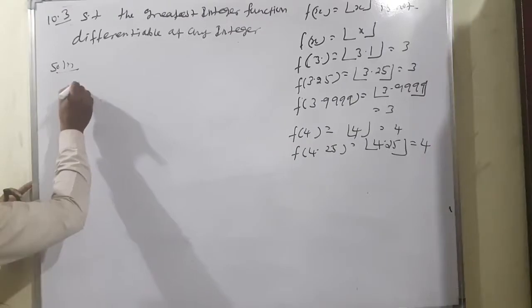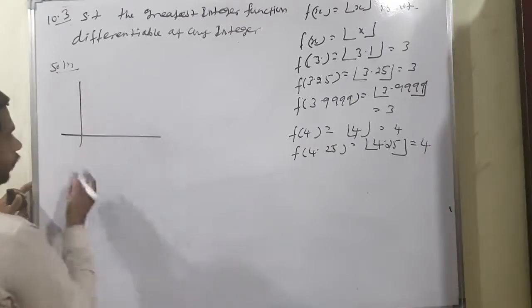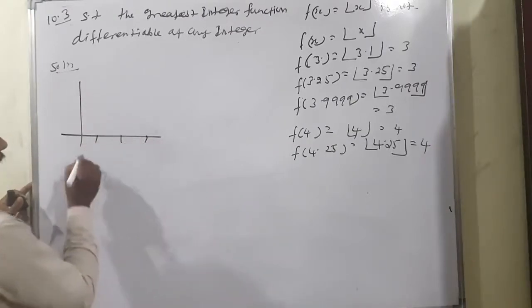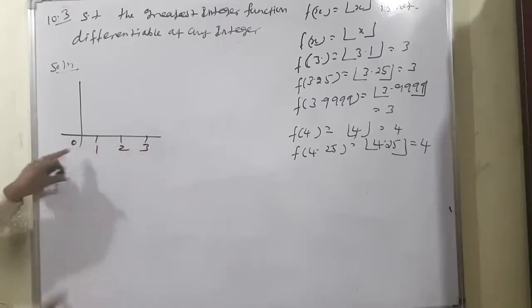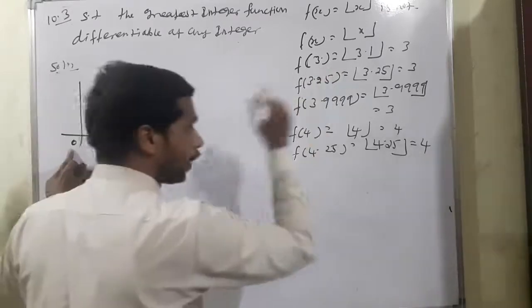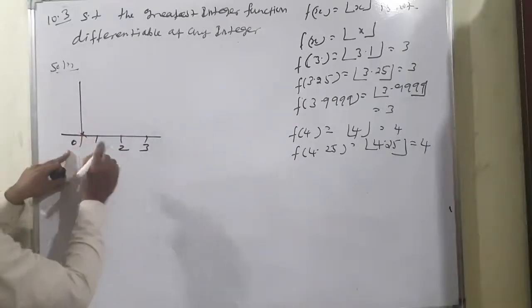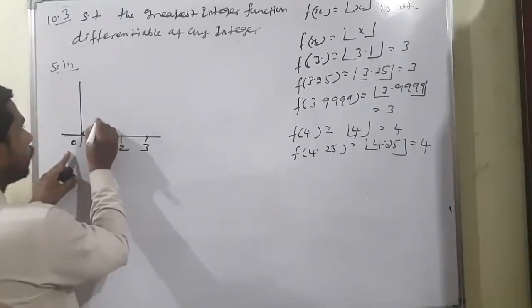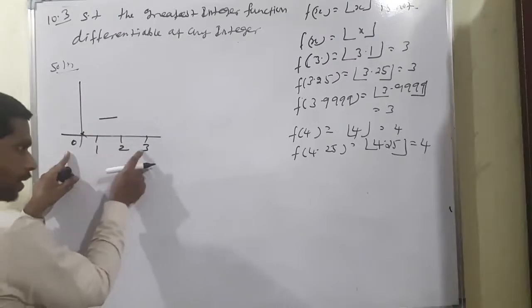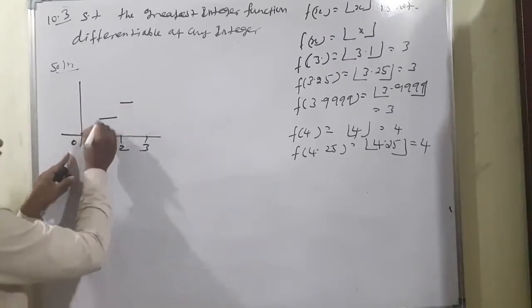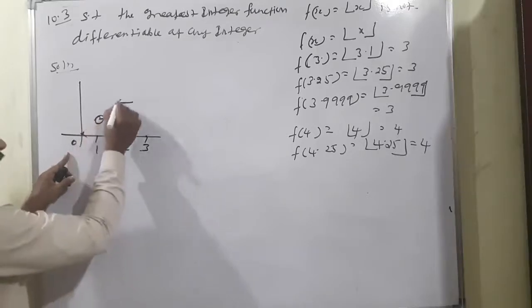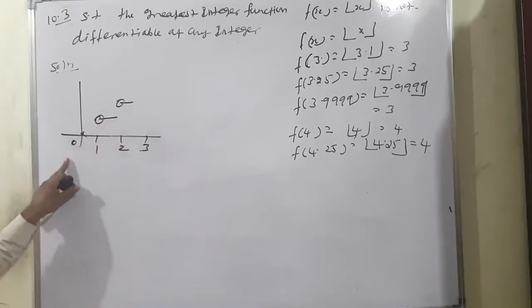If you make a graph on the x and y axes with points 0, 1, 2, 3, then between 0 and 1 the value starts with 0 only. Next, from 1 to 2 the value starts with 1 only. Again, between 2 and 3 the value starts with 2 only. So there is a jump here, it is not continuous, isn't it? Here also some difference, here also some difference is there. That's why we will explain.